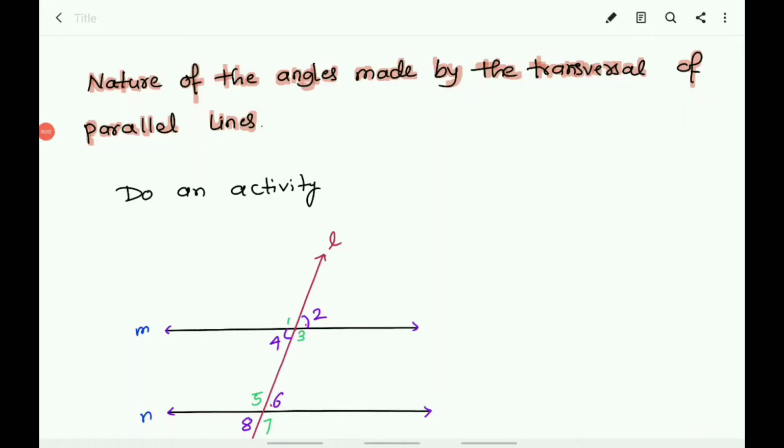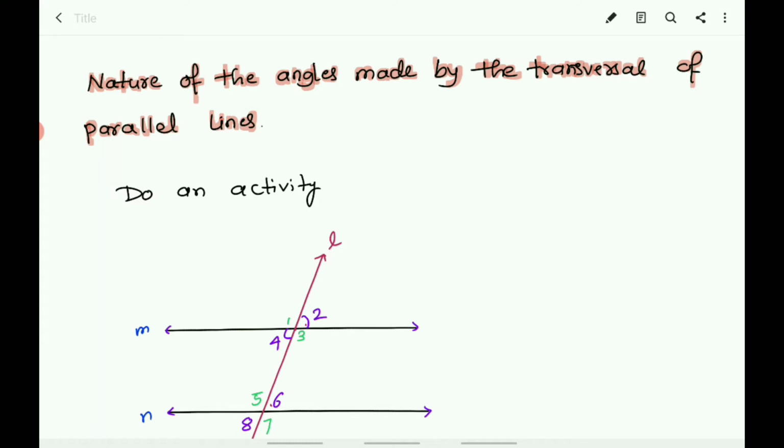Children, it is a continuation of the chapter Lines and Angles. You already learnt about the transversal of two lines and also different types of angles made by the transversal of two lines. Now, let us discuss the nature of the angles made by the transversal of parallel lines. That is, how the corresponding angles are, how the alternate angles are, and how the interior angles on the same side of the transversal are.